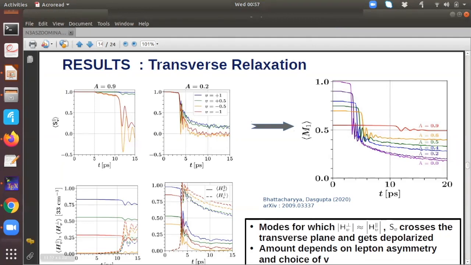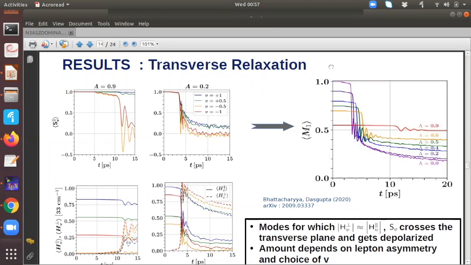This is very clear from these pictures, because typically for large lepton asymmetry, not all the velocity modes get relaxed. Only some of the velocity modes are relaxed, those for which the perpendicular component reaches the same order of magnitude as the parallel component of the Hamiltonian. But for smaller lepton asymmetry, almost all the velocity modes satisfy the condition that the perpendicular component becomes the same order of magnitude as the parallel component of the Hamiltonian. As a result, for all the velocity modes, the polarization vector shrinks for lower lepton asymmetry.